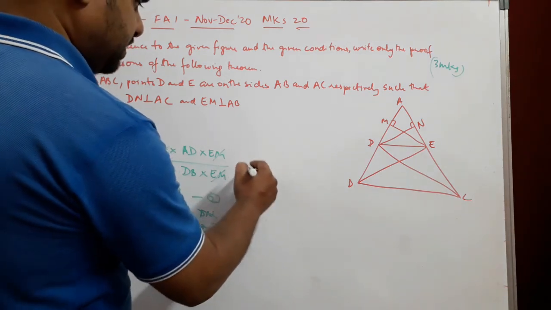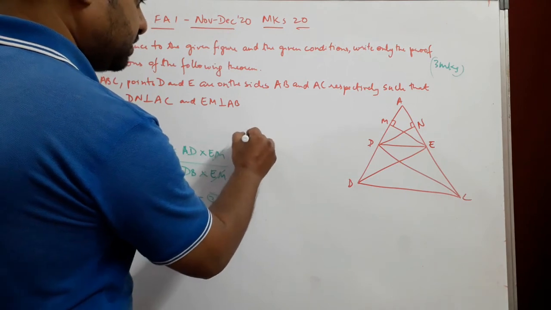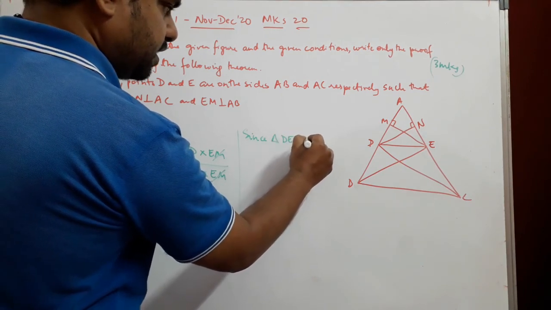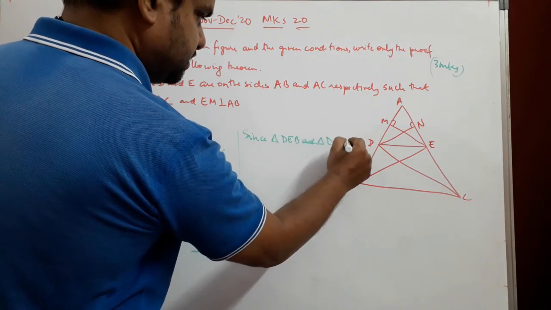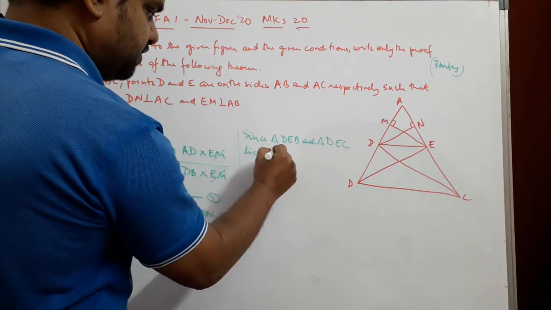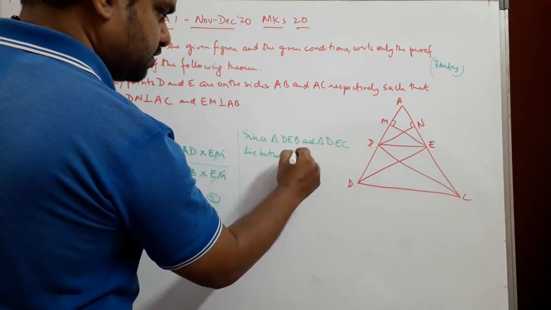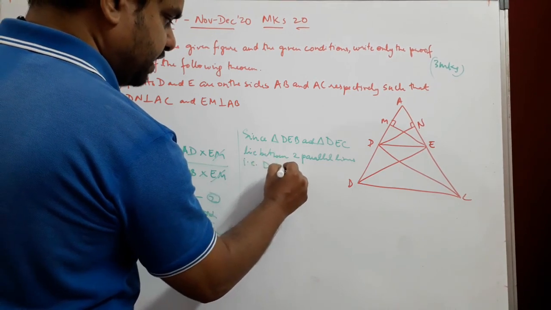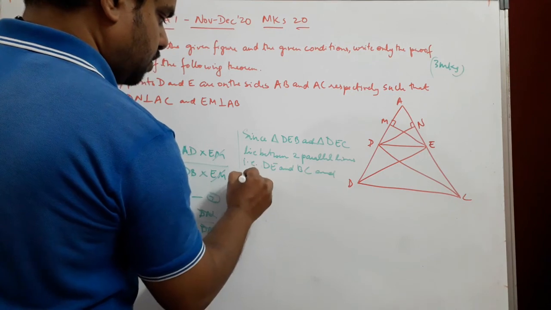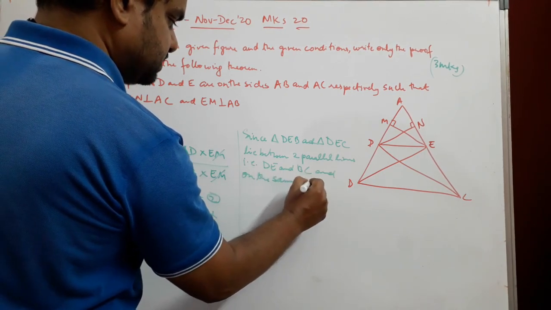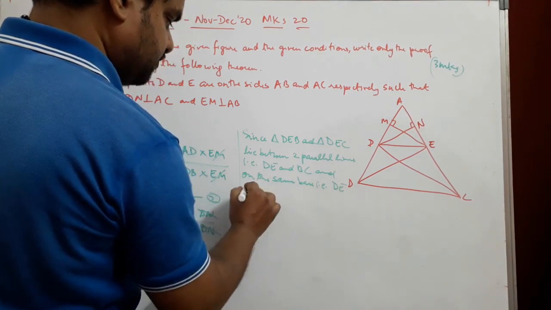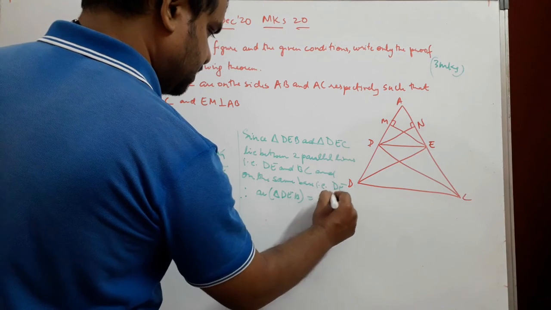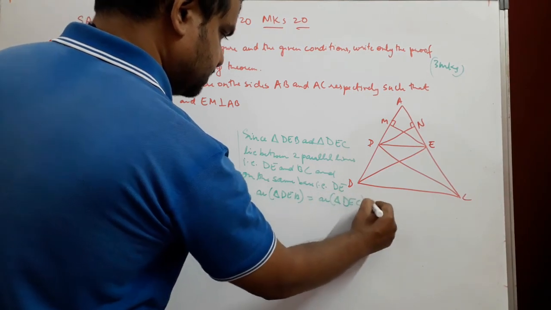Now we can say that since triangle DEB and triangle DEC lie between two parallel lines, that is DE and BC, and on the same base, that is DE, therefore area of triangle DEB is equal to area of triangle DEC. Mark this as 3.